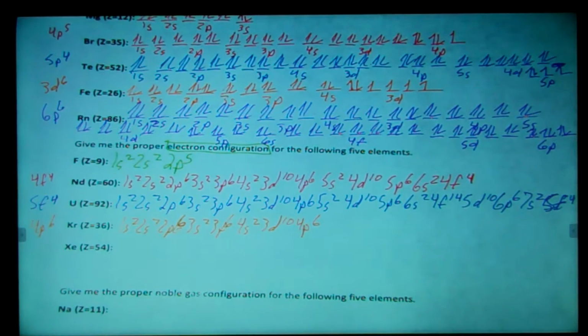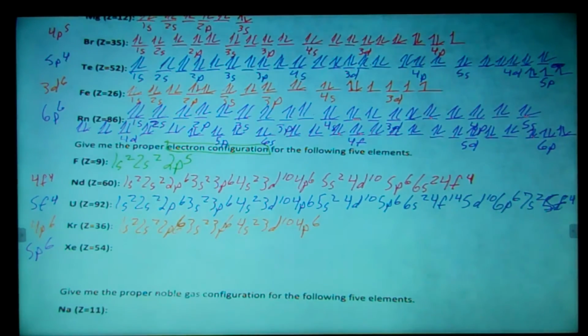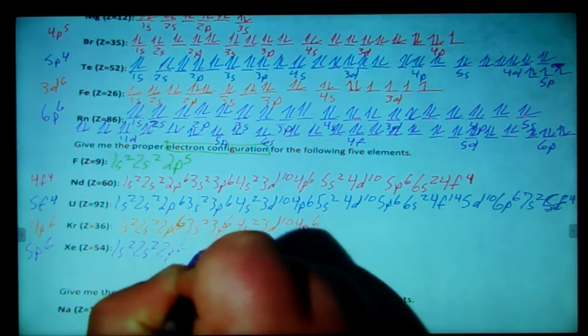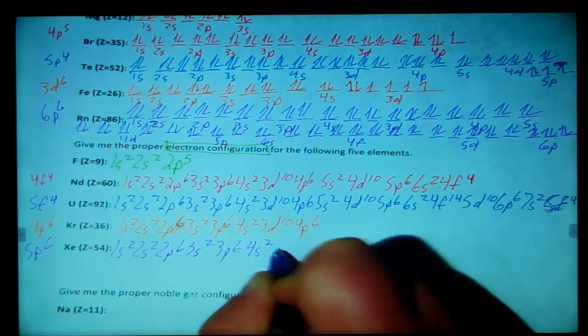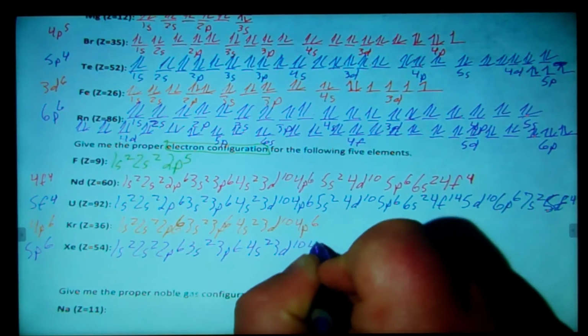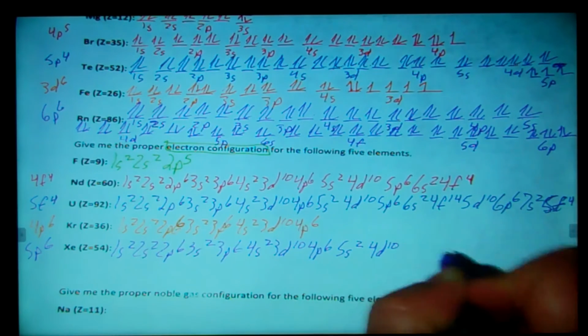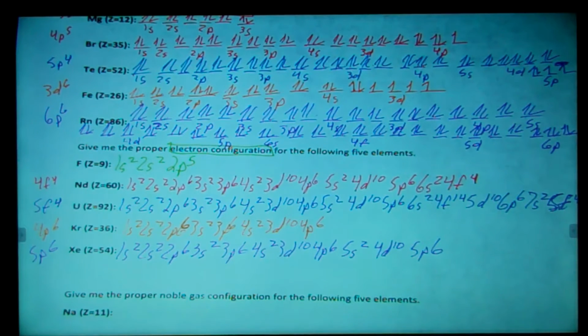Alright, then we're going to xenon. So xenon will finish at 1, 2, 3, 4, 5, p6. You should get 1s2, 2s2, 2p6, 3s2, 3p6, 4s2, 3d10, 4p6, 5s2, 4d10, and 5p6. So it gets a little simpler as you go from the orbital notation to the electron configuration.